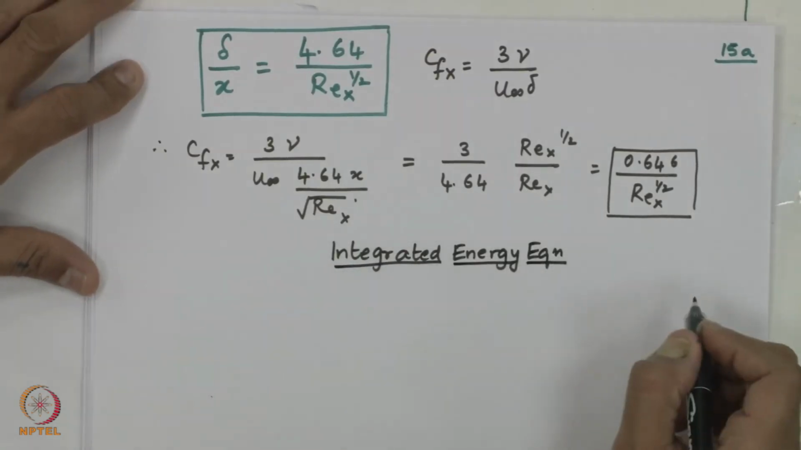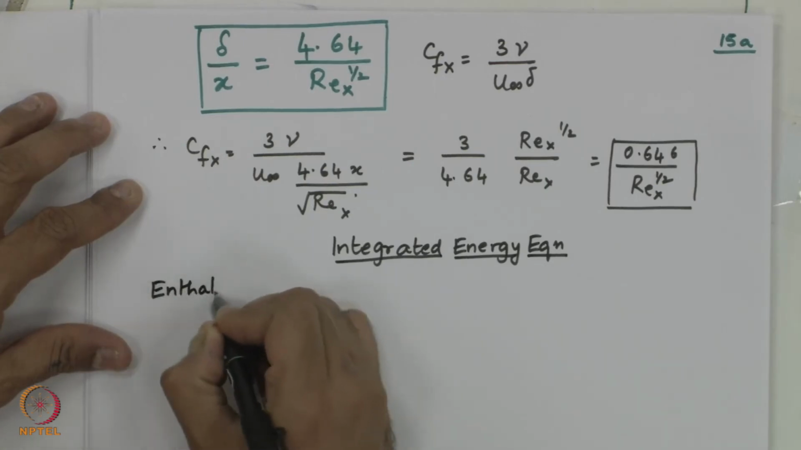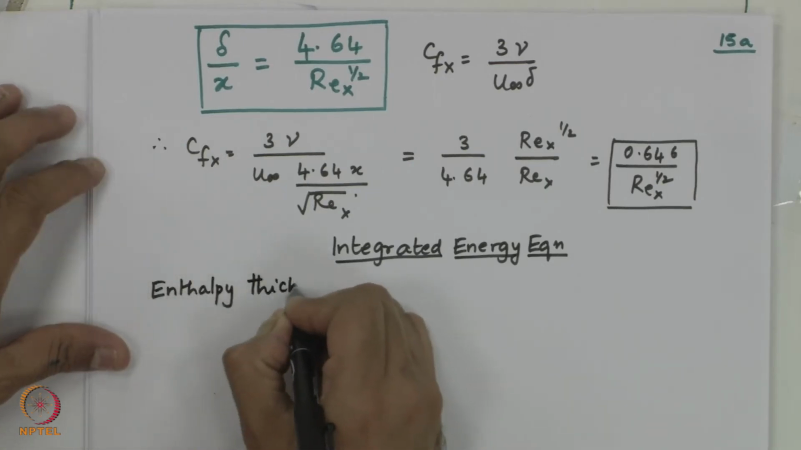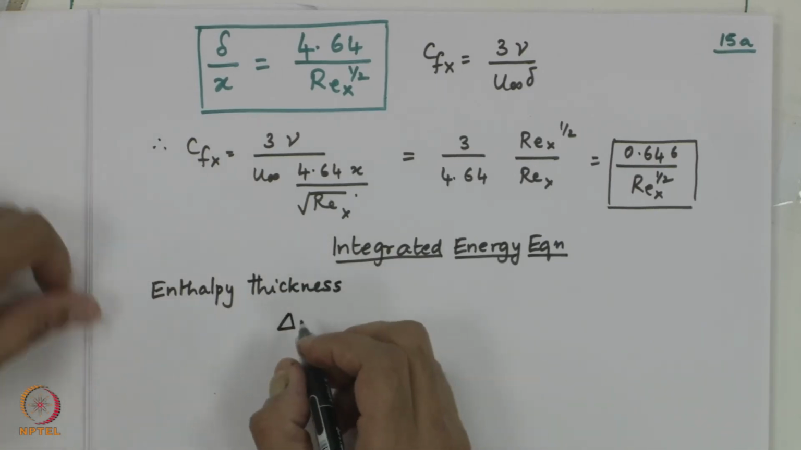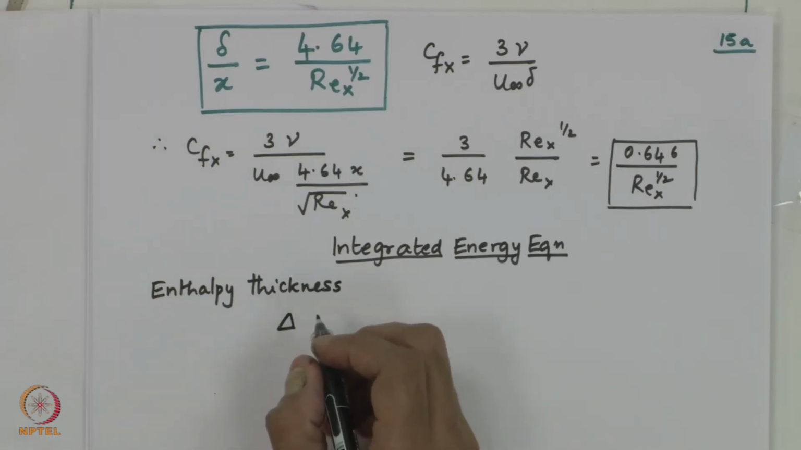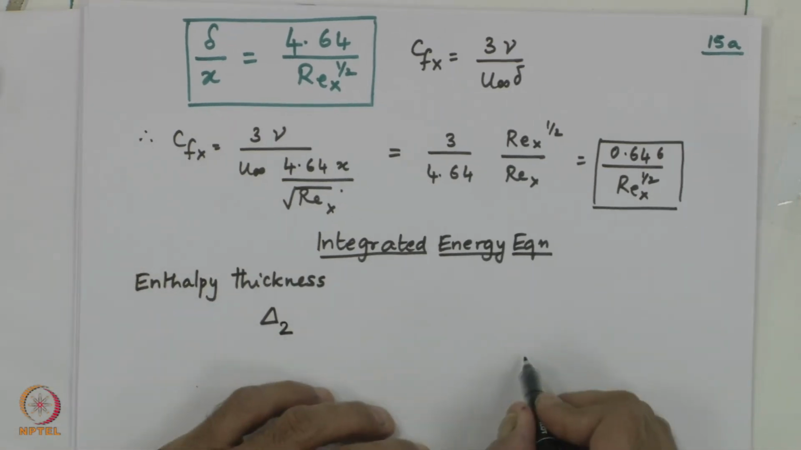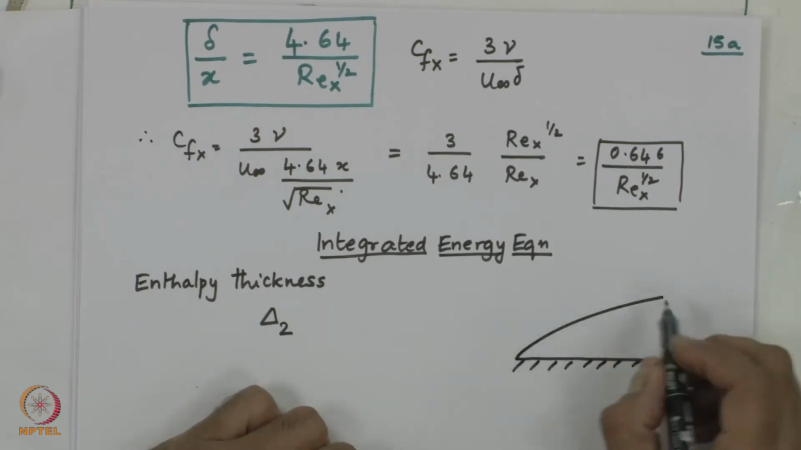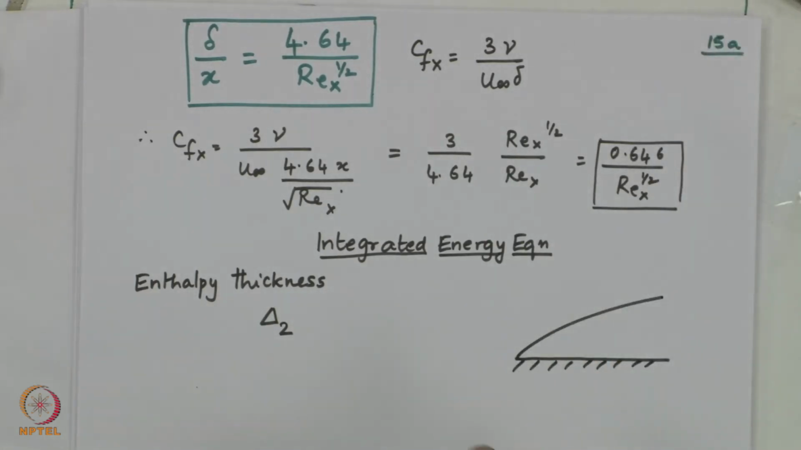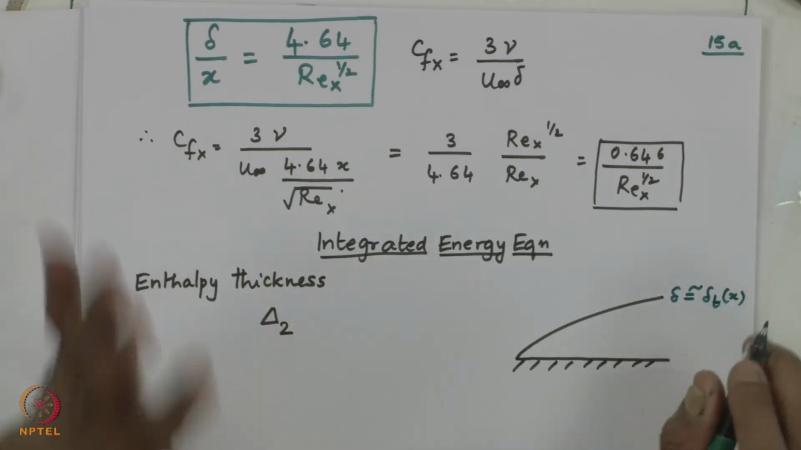This integrated energy equation requires another definition of what we call as enthalpy thickness. Enthalpy thickness is given by the symbol capital delta 2, and I am not going into the details of the derivation. I will just explain the physical import of it. Let us say this is my thermal boundary layer. I am just showing the thermal boundary layer now, not showing the hydrodynamic boundary layer. Let us say delta is approximately equal to delta T, just for simplicity.